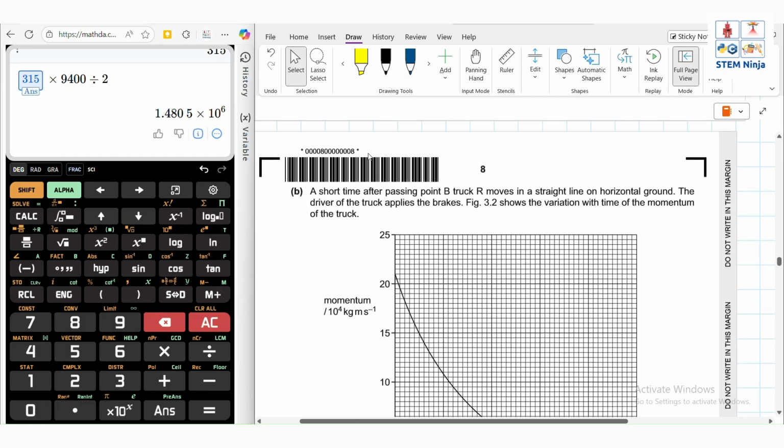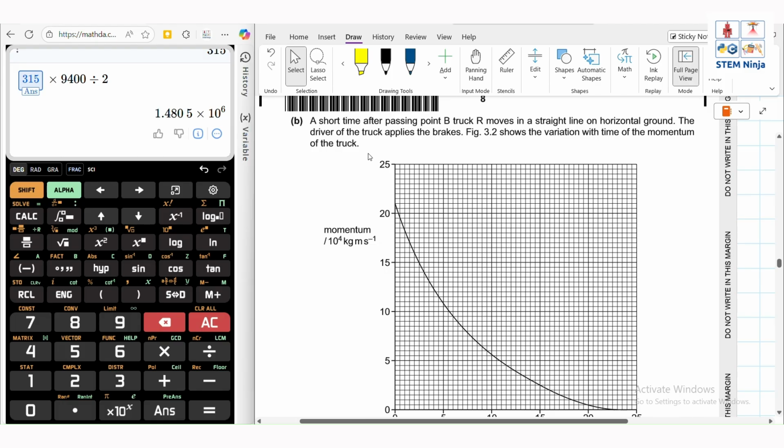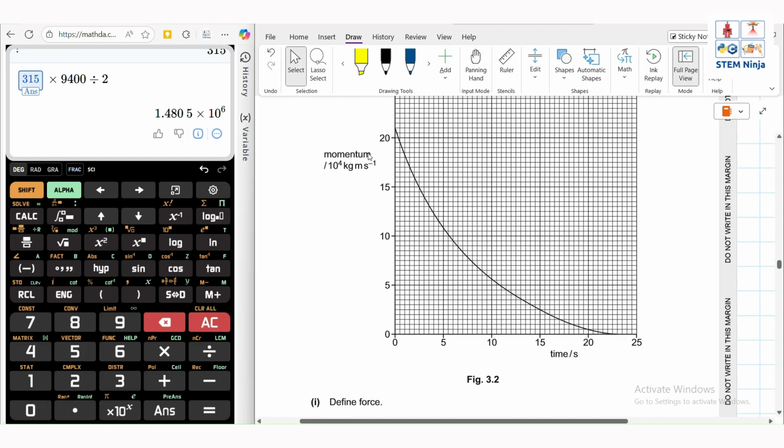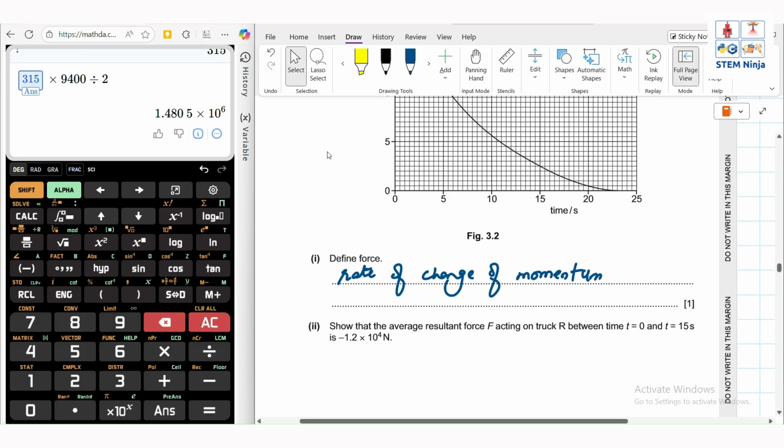Okay. A short time after passing point B, the truck R moves in a straight line on horizontal ground. The driver of the truck applies the brakes. Figure 3.2 shows the variation with time of the momentum of the truck. Define force. It's easy. This is rate of change of momentum. This is also available in the definitions and formulae document.